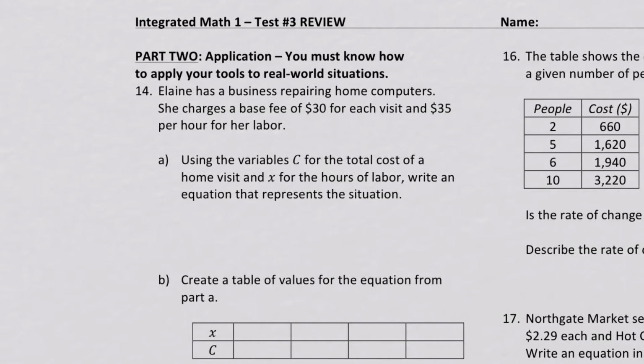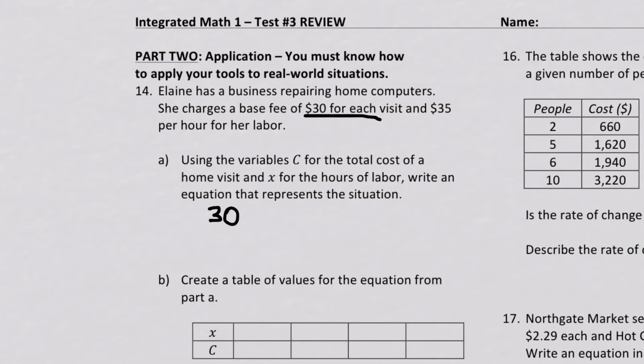Okay, so let's start with the numbers that they gave us. First, they gave us this 30. That's the $30 base fee for the visit. So if she goes over to somebody's house, she's gonna charge them $30 no matter how long it takes, right? 1 hour, 2 hours, 0 hours. She's gonna charge $30. So that $30 is what we're gonna start with. $30 base fee.